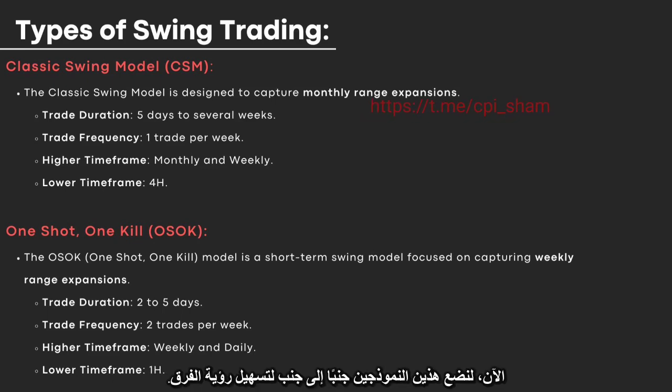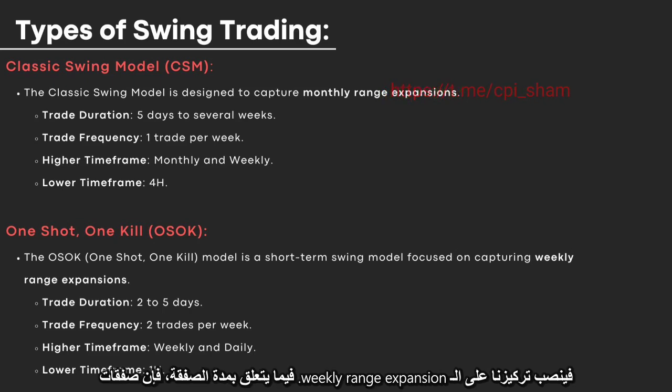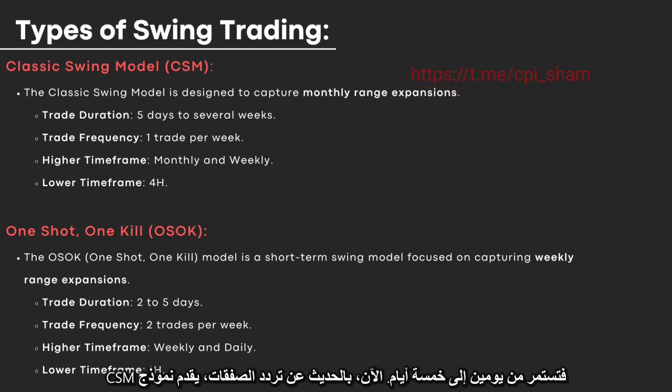Now, let's put these two models side by side so it's easier to see the difference. For the CSM, our focus is on the monthly range expansion, and for One Shot, One Kill, our focus is on the weekly range expansion. Regarding trade duration, the trades of the CSM model last around 5 days to several weeks, and for the One Shot, One Kill model, the trades last from 2 to 5 days.